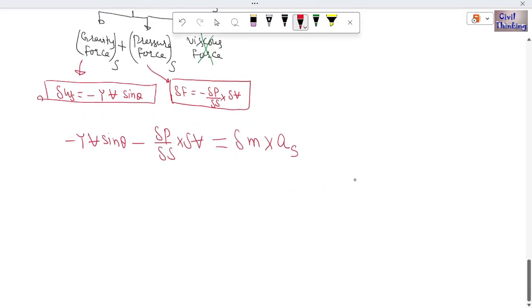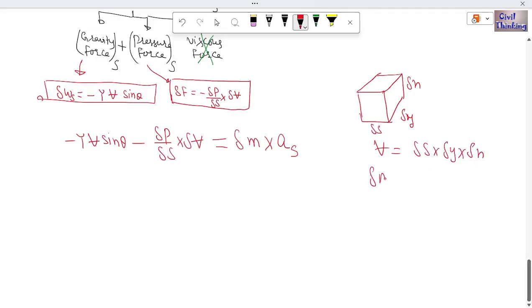Now because we have this fluid element, its volume is, this was delta S, this is delta Y, this is delta N. The volume is delta S times delta Y times delta N, and mass is delta M. Now we know density is mass divided by volume.